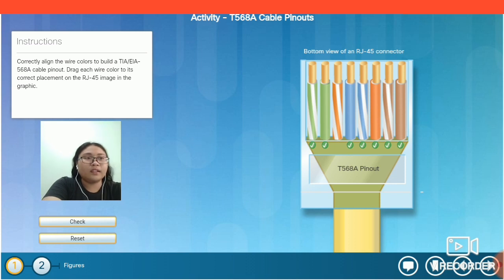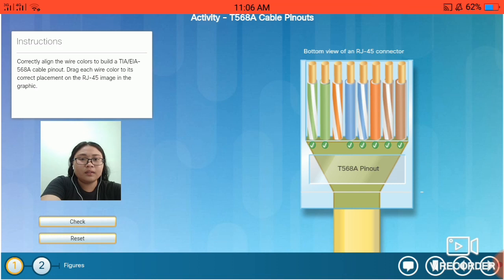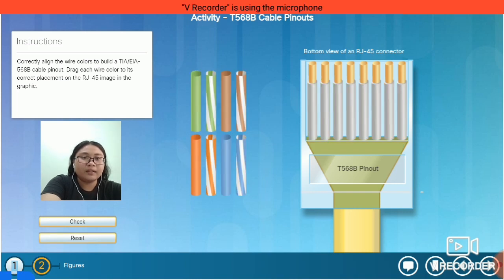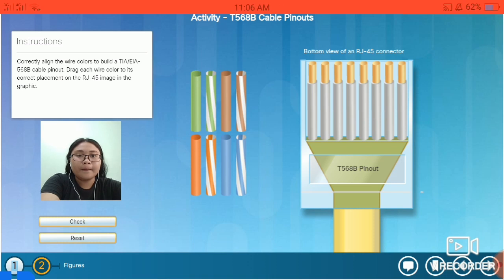So, what do you think is the difference between T568A and T568B? We also need to answer this, T568B.